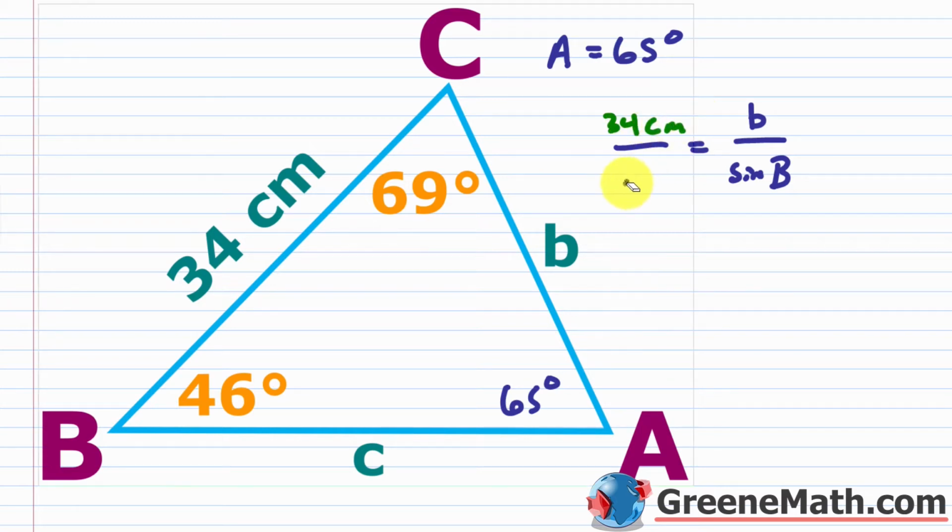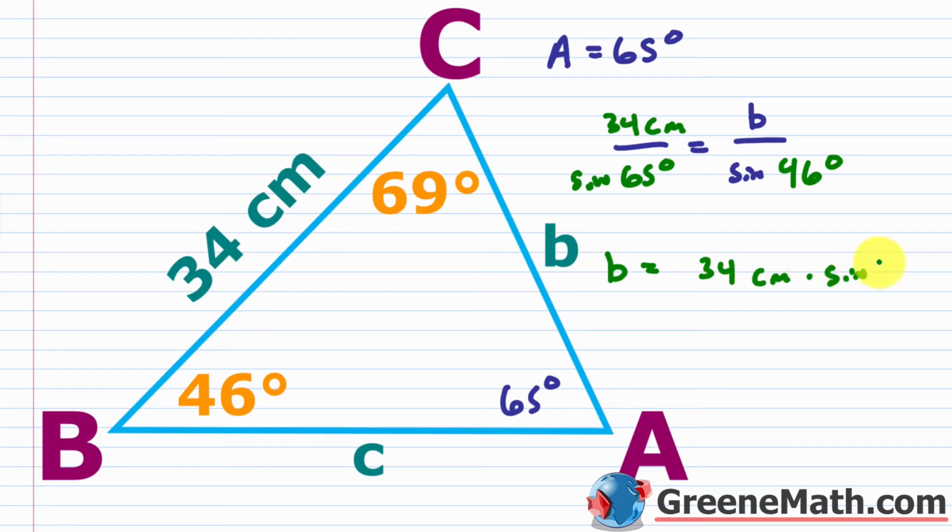And then for the sine of A, you're taking the sine of 65 degrees. Then for B over the sine of B, the capital letter B is 46 degrees, so we're going to put 46 degrees there. If you want to solve this for lowercase b, you multiply both sides by the sine of 46 degrees. So b equals 34 centimeters times the sine of 46 degrees over the sine of 65 degrees.